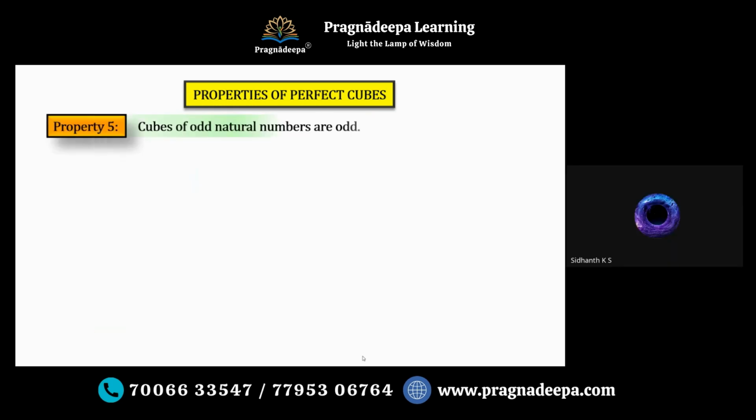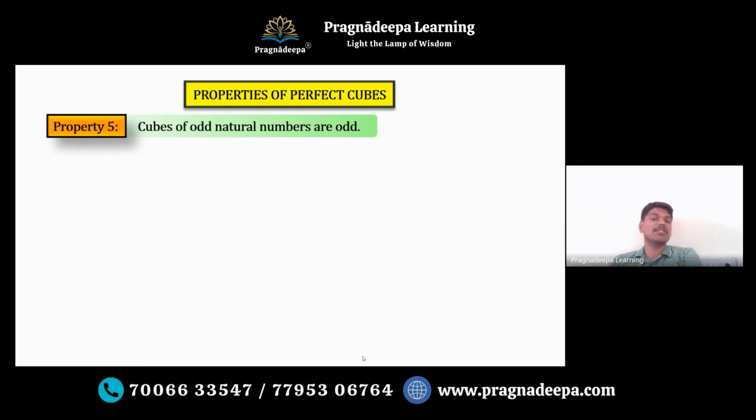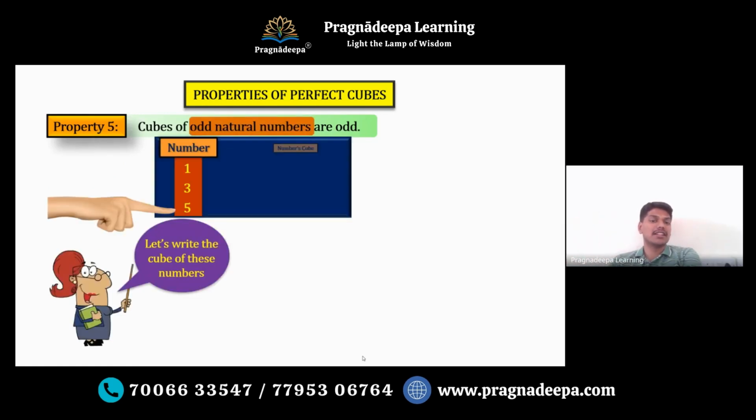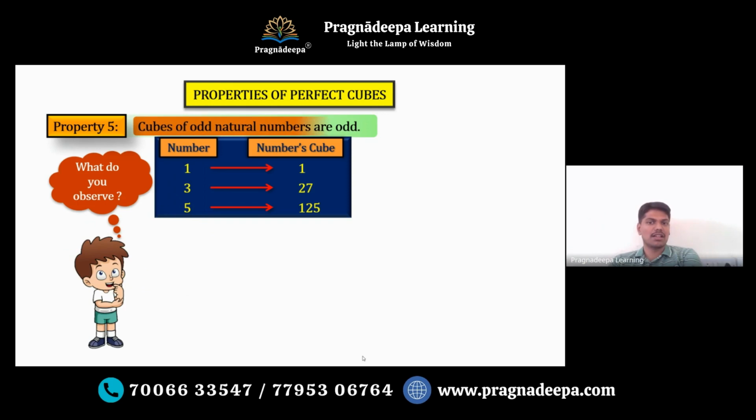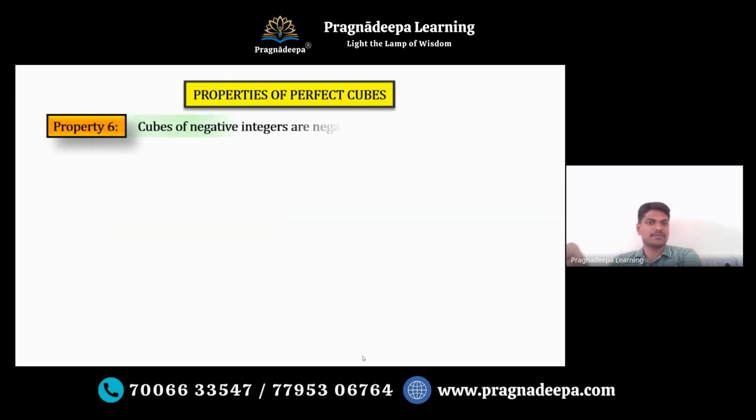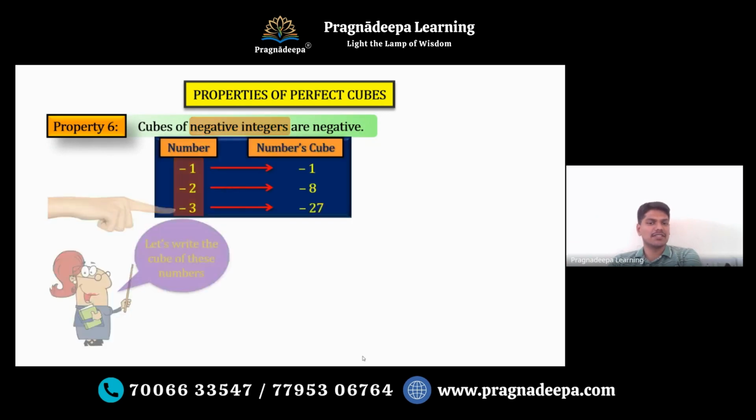Similarly, what happens to cubes of odd natural numbers? Cube of odd natural numbers is always odd. This is very simple and easy to understand. So cubes of odd natural numbers are always odd. We have already seen that cubes of negative integers are negative, and cubes of positive integers are positive. Have we seen this?